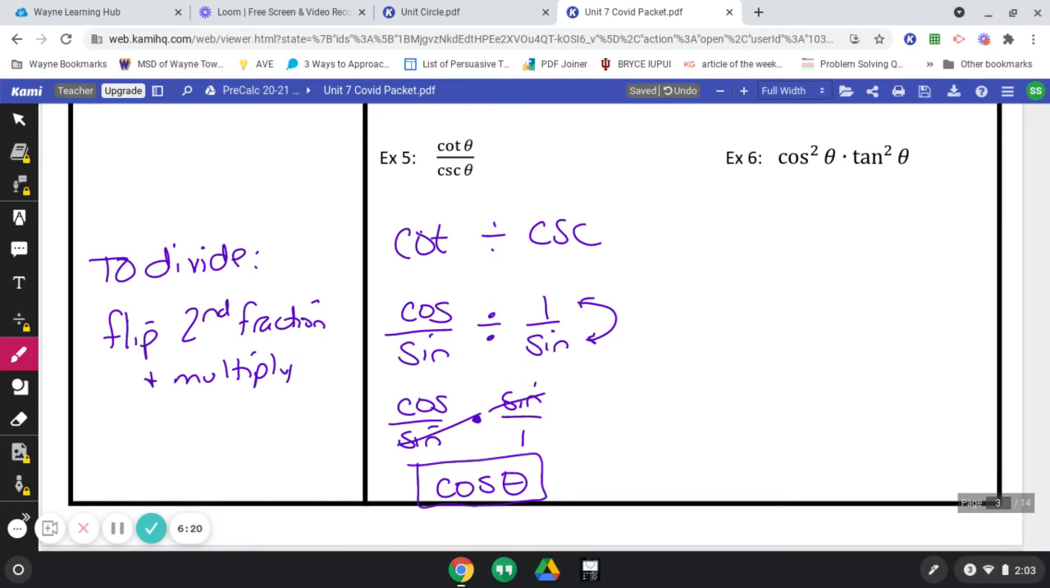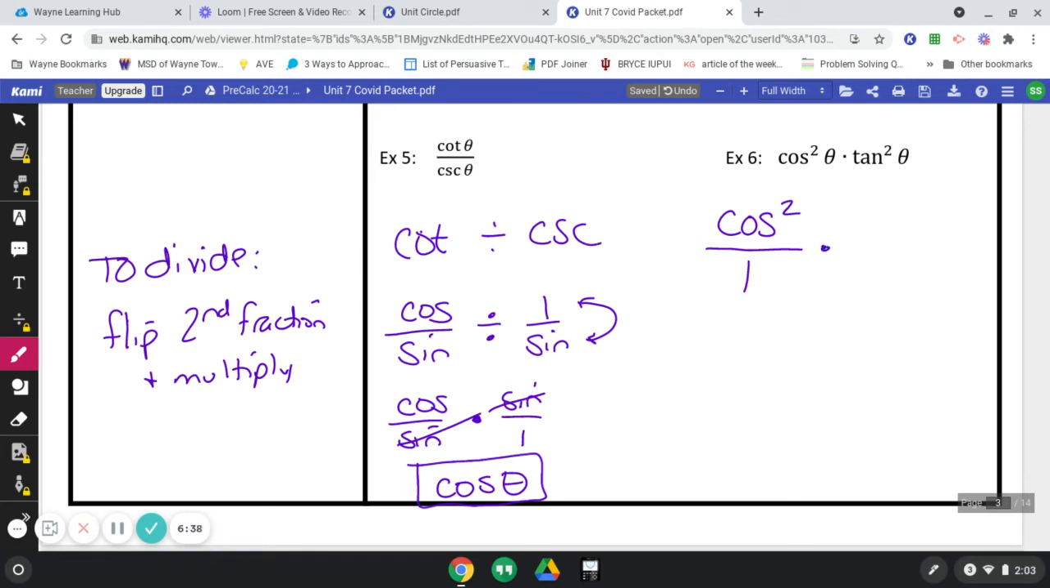When you square things, you could do it the exact same way. So cosine squared, I'm probably just going to write that as cosine squared over 1. You could also separate that out and make it cosine times cosine.